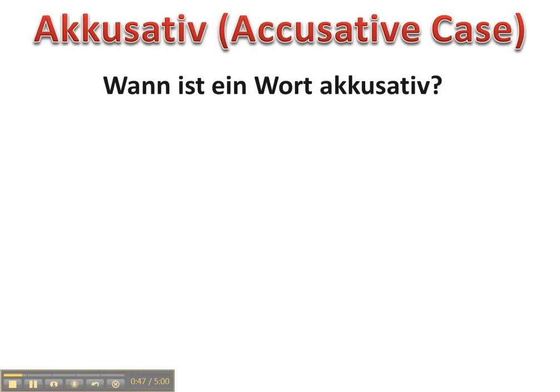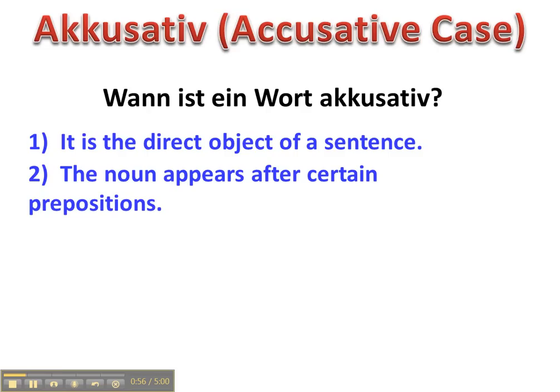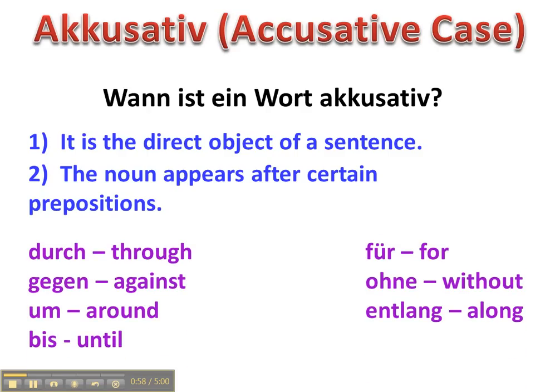So what makes a word accusative? Remember, accusative is the direct object of a sentence. That's what's receiving the action of the verb. It also appears after certain accusative prepositions: durch, für, gegen, ohne, entlang, und bis. And entlang is a little bit different from the others in that it can occur after the noun.